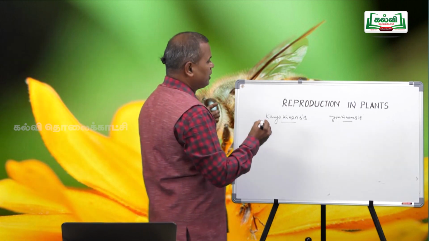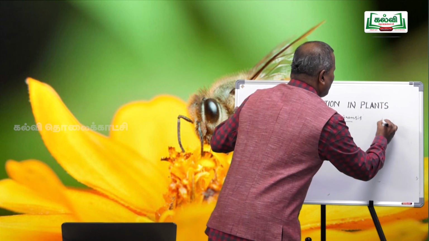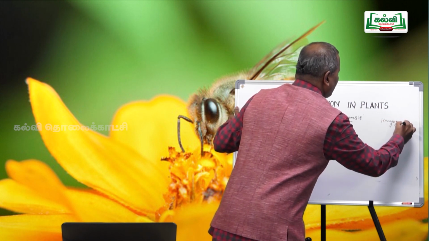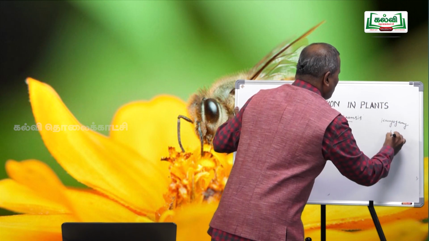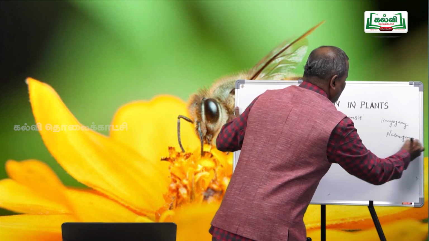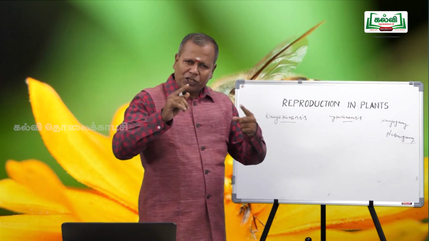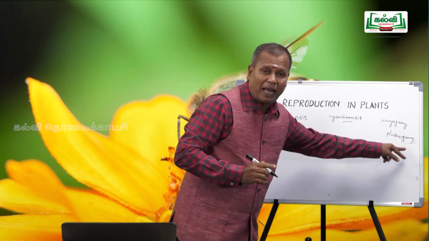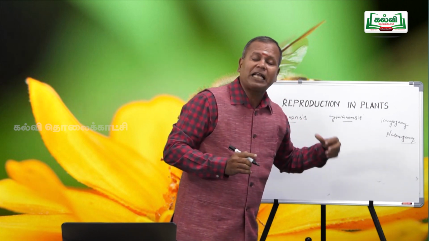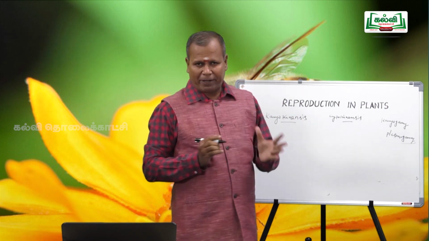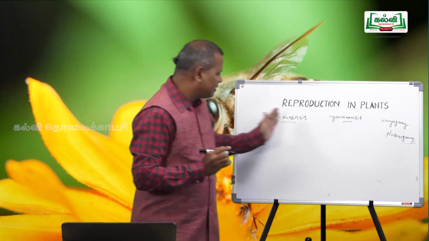You also know the terms karyogamy and plasmogamy. Karyogamy means fusion of nuclei. Plasmogamy means fusion of protoplast. Now scientists, through protoplasmic fusion, produce interspecific somatic hybrids. This is fusion, this is division.